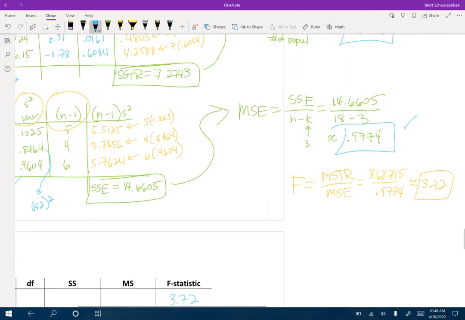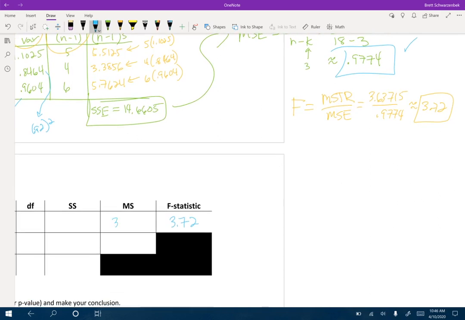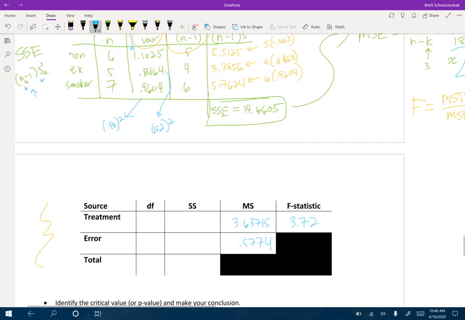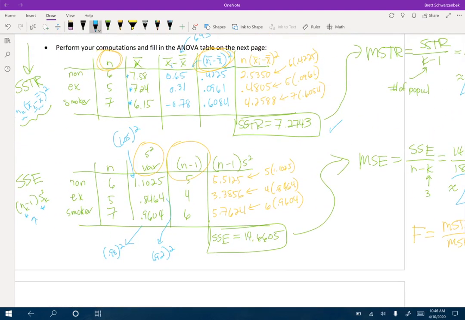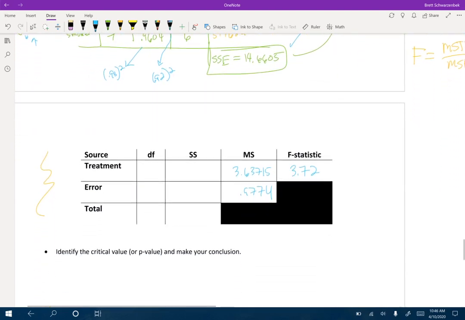So we have 3.63715 and we have 0.9774. Okay, what about our SS values? They are here and here. So 7-ish and 14-ish. So 7.2743 and 14.6605. What about our degrees of freedom?